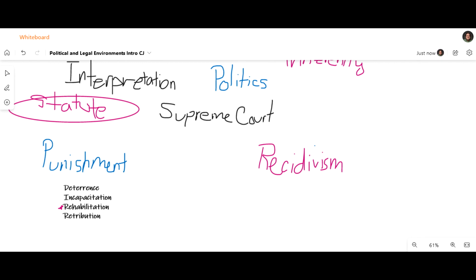So the issue with this one, it's very biblical. It's very eye for an eye. And my favorite, if the world operated on an eye for an eye concept, the whole world would be blind. There are faults with retribution. There's faults with all four of them.